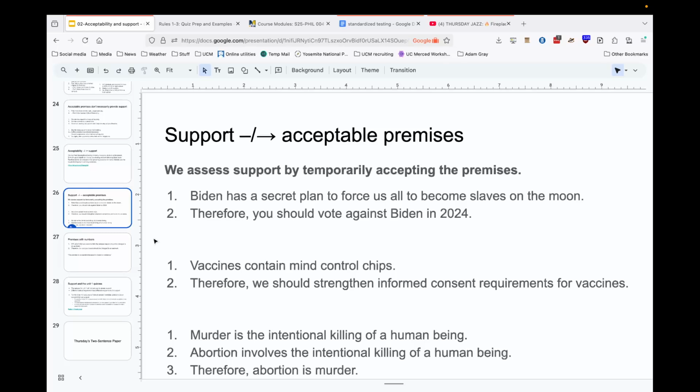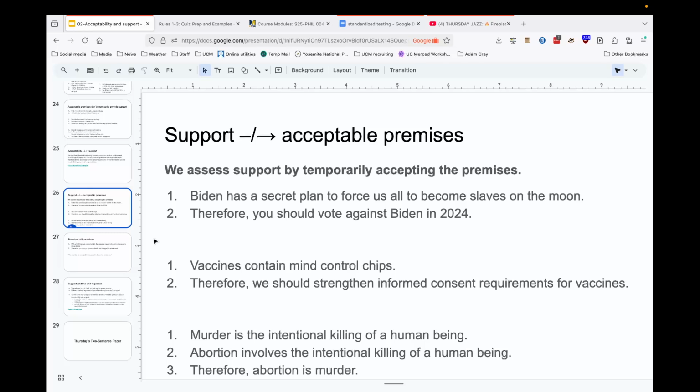Second example, almost as silly. Vaccines contain mind control chips. Therefore, we should strengthen informed consent requirements for vaccines. There are some people you can find, if you spend enough time online, who sincerely believe that vaccines contain mind control chips. Even a couple of people who are prominent political figures seem to sincerely believe that. Almost everyone else would not accept this premise.